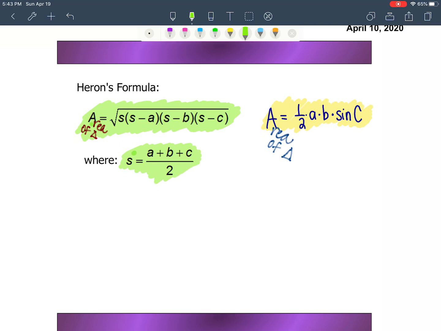So what is Heron's formula? Heron's formula is the area is equal to the square root of S times the S minus A times S minus B times S minus C. And S, you're thinking, what the heck is S? Well, S is the semi-perimeter. Semi means the perimeter cut in half. So you take the perimeter, cut in half, you get that value. A, B, and C are the side lengths.